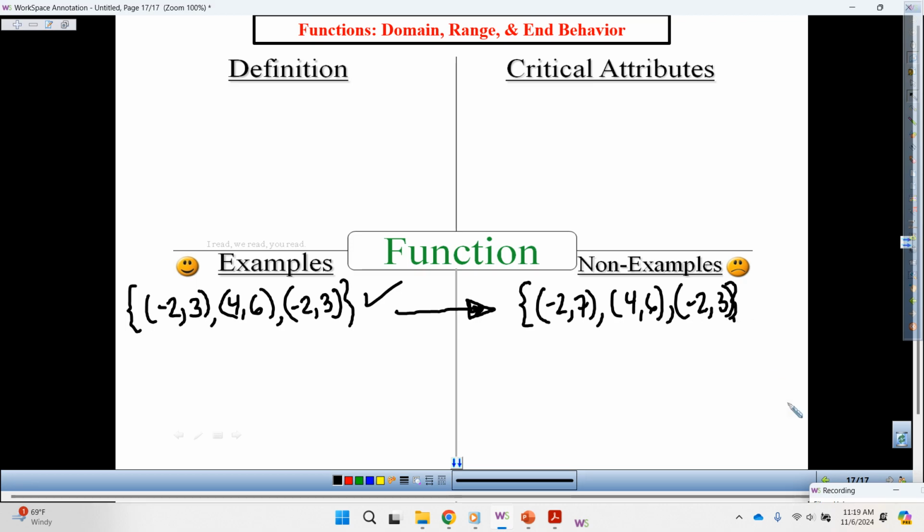Hands if you agree with that. That is correct. Tell your neighbor why this one is not a function. Why is that one not a function? Then Gabriel's going to pass it to someone.